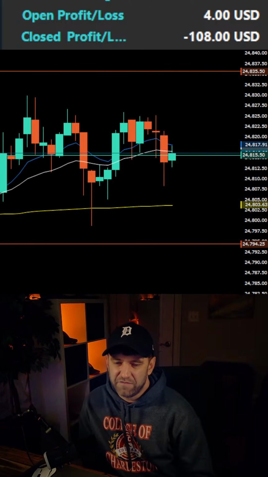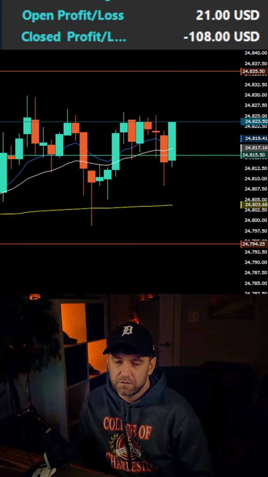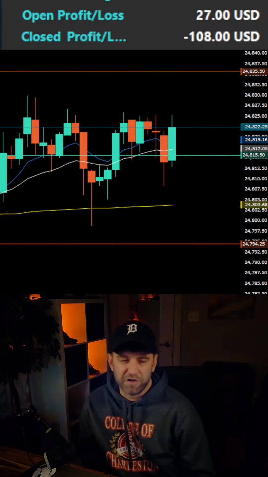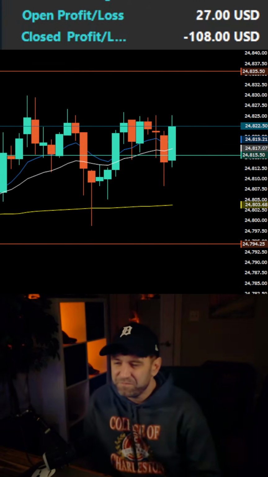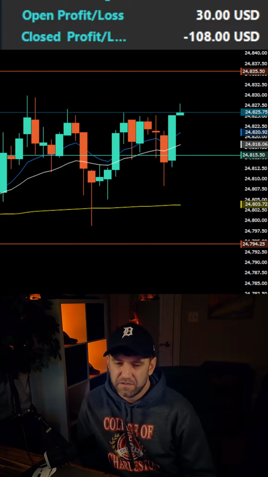The 55 EMA, high and low instead of the close. Oh, no, we know it's chop. We know it's chop. I was fully aware before I ever got in this trade. The 5 and 8.